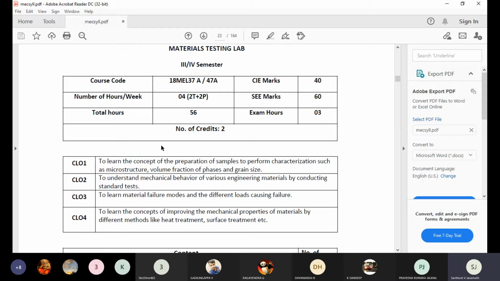virtual labs. Before going to the virtual labs, I will tell you everything about the experiments and how to conduct each experiment step by step. In further classes, I will explain how to conduct the experiments. Before that, we look into the syllabus of this MT lab.